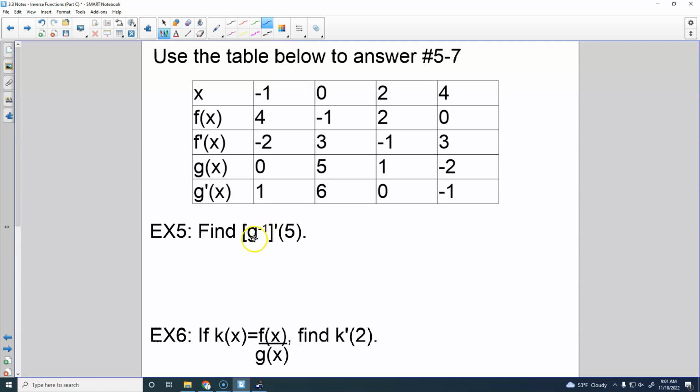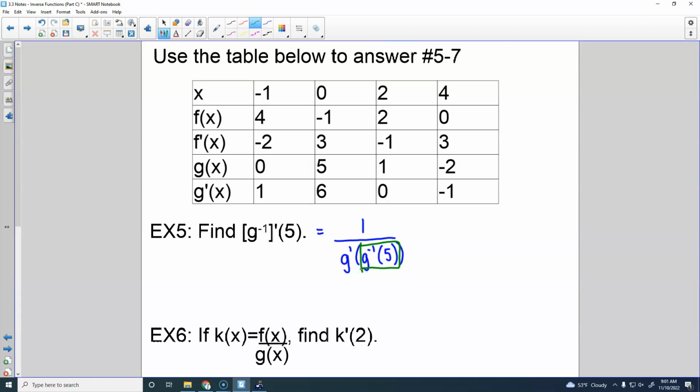So if they ask for G inverse prime of 5, then you would be finding 1 over G prime of G inverse of 5. F and G are not inverses anymore. They don't tell us that for these problems, right? So we would start with G inverse of 5.